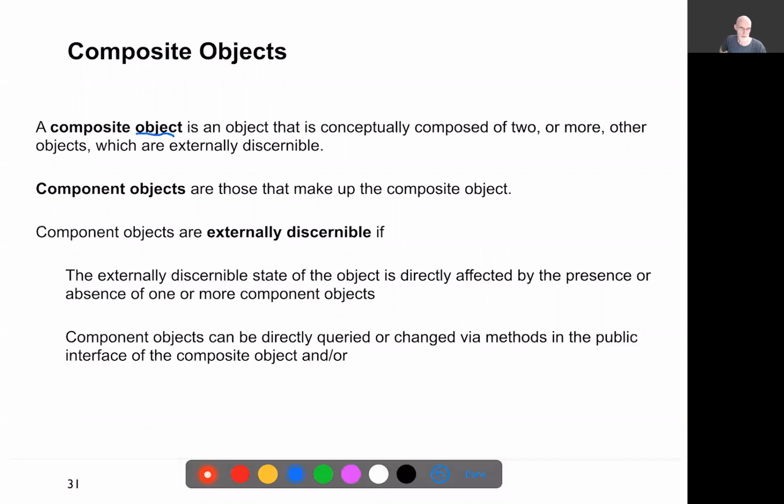And another idea he talks about is composite objects. Here it gets a little tricky because by composite object, it doesn't necessarily mean that it's actually composed of one or more objects. It's just that it's conceptually composed. What does that mean? Well, if you look at a date object, it has a year, a month, day of the month, maybe a time of day.